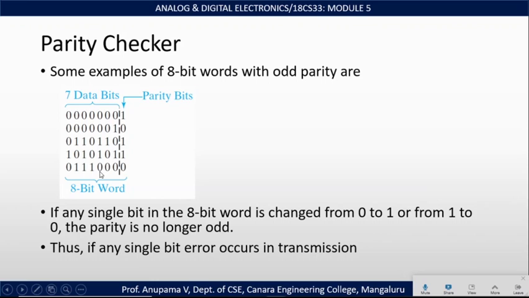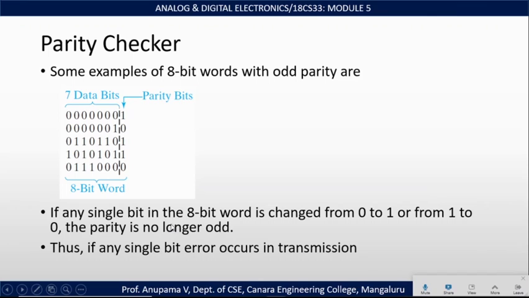If I see the next example, 0111000, what is the parity of the given number? It is odd parity. So how can I keep this as an odd parity number? By appending 0. So every time the sender is going to send an 8-bit odd parity number to the receiver.